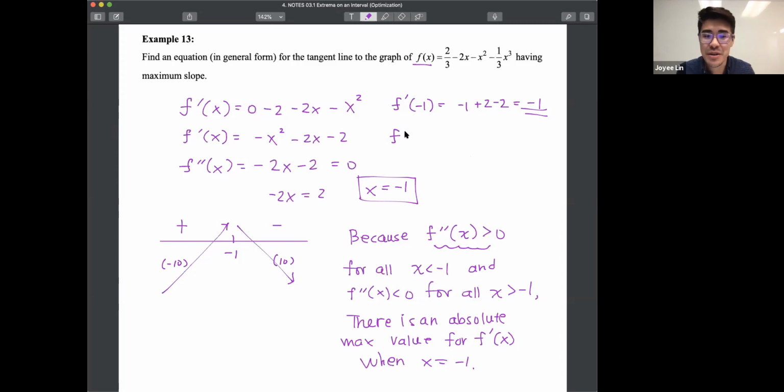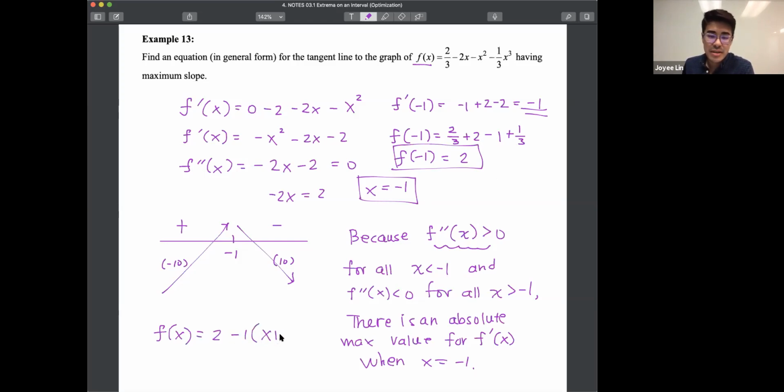We need a value of the function, right? So we need an f of negative 1 also. Oh, this is gnarly looking. 2/3. What is that? Plus a 2 minus a 1 minus a 1/3. Am I right? I think I'm right. Plus a 1/3. That makes it better. Oh, phew. Thought we were gonna have to deal with fractions. So 2/3 plus 1/3 is 1. 1 minus 1, 2. I found my point. F of negative 1 is equal to 2. All right, so then we can just write out our tangent line. y is equal to 2 minus 1 times (x plus 1).